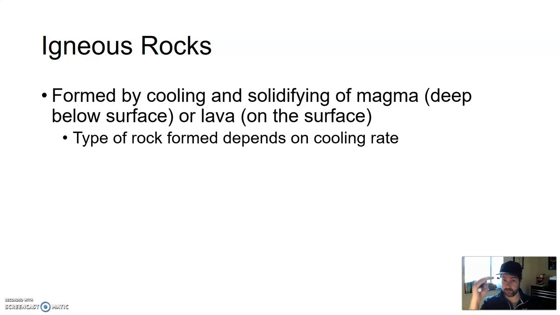Well, the surface of the Earth is much cooler than anything below the surface. Below the surface is much warmer. So if lava reaches the surface, it's pretty cold on the surface, it's going to cool relatively quickly. Whereas if that molten material, magma, stops below ground and cools, it's warmer, so it's going to take a lot longer for it to cool down.